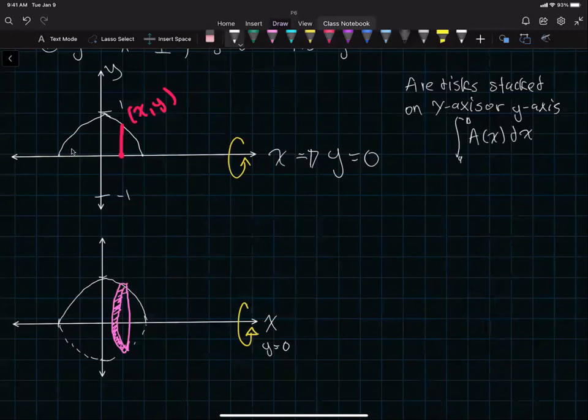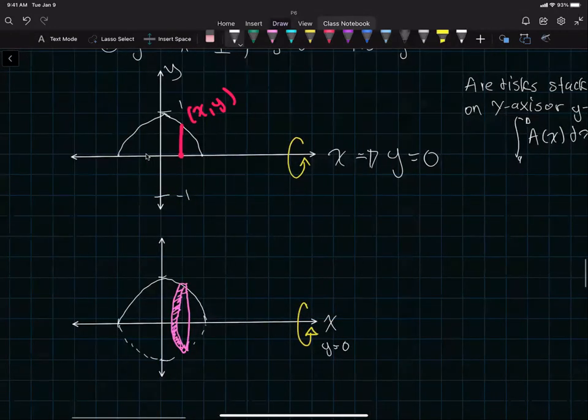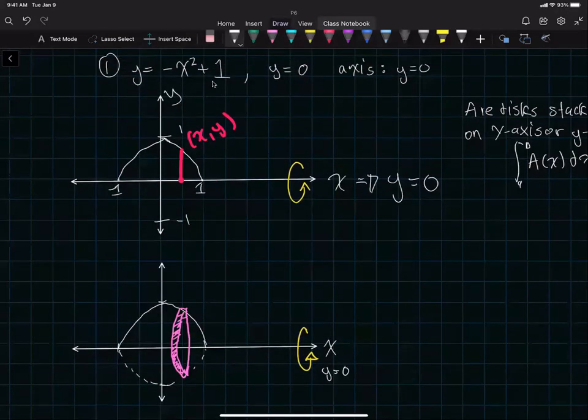So where does it begin to be stacked and where does it end being stacked? On what values of x does it begin being stacked and does it end being stacked? Yeah, from -1 to 1, right? And if you didn't know why this is -1 to 1, it is because of the graph of this function.